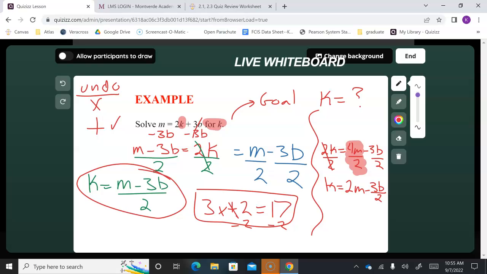And then same thing. Then the next step is divide. Get rid of the coefficient. I'm going to divide by the coefficient here. So I have 3x equals 15. Divide both sides by 3, so the coefficient cancels out. Same thing here. Divide both sides by 2, so the coefficient cancels out, leaving me with k by itself and then everything else on the other side.